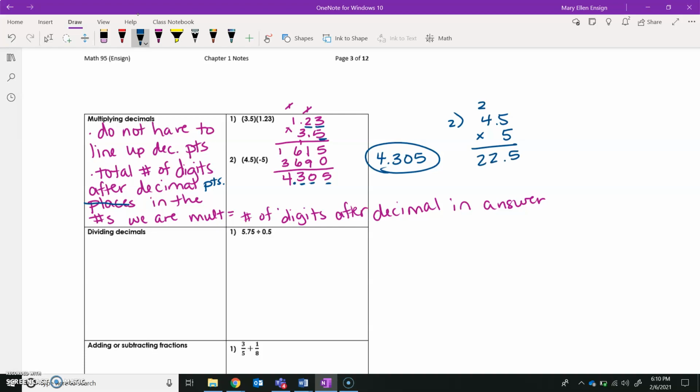And I get 22. There's one number after the decimal here, so there's going to be only one number after the decimal here. But remember, because it is a positive times a negative, my answer is going to be negative.